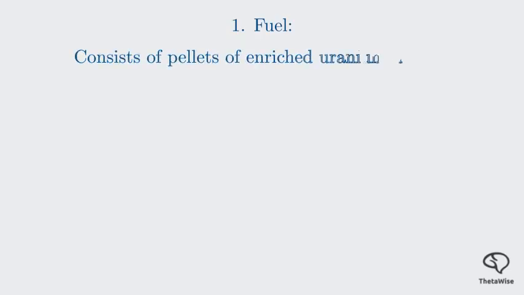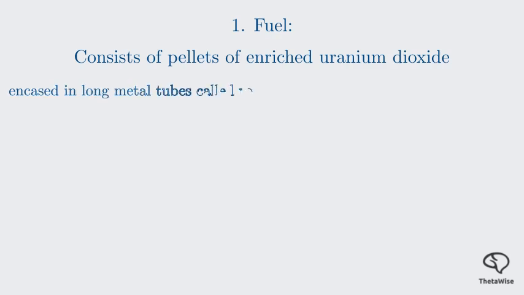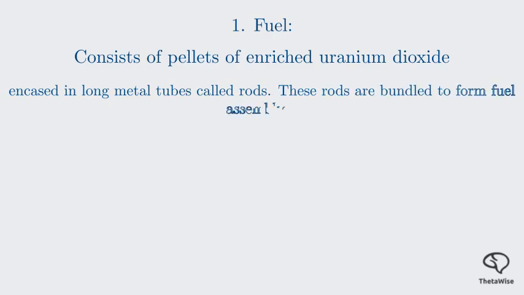First, the fuel. Nuclear fuel consists of pellets of enriched uranium dioxide. These pellets are encased in long, pencil-thick metal tubes, which are called rods. Many of these rods are then bundled together to form what is known as a fuel assembly. This assembly is where the nuclear fission reaction takes place. Next, we have the control rods.